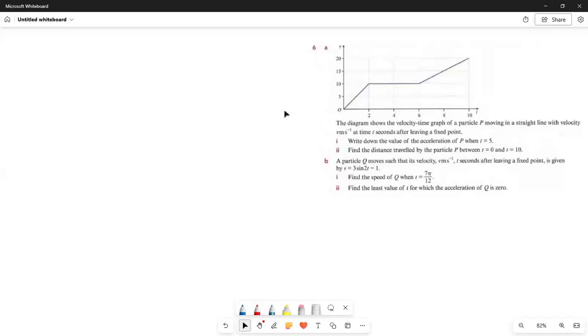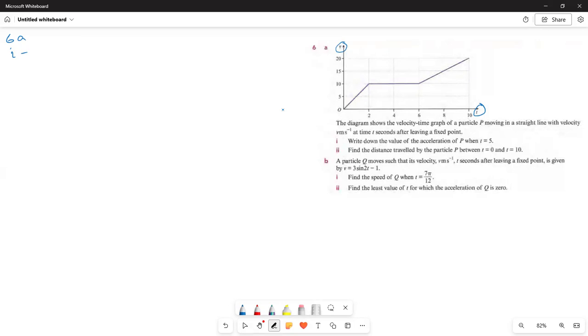We will be doing question number 6, chapter 16. It's a pretty straightforward question, nothing to worry about. Okay, so we will be doing 6a first, part 1. The diagram shows the velocity-time graph. So this is time on the x-axis and this is velocity on the y-axis.